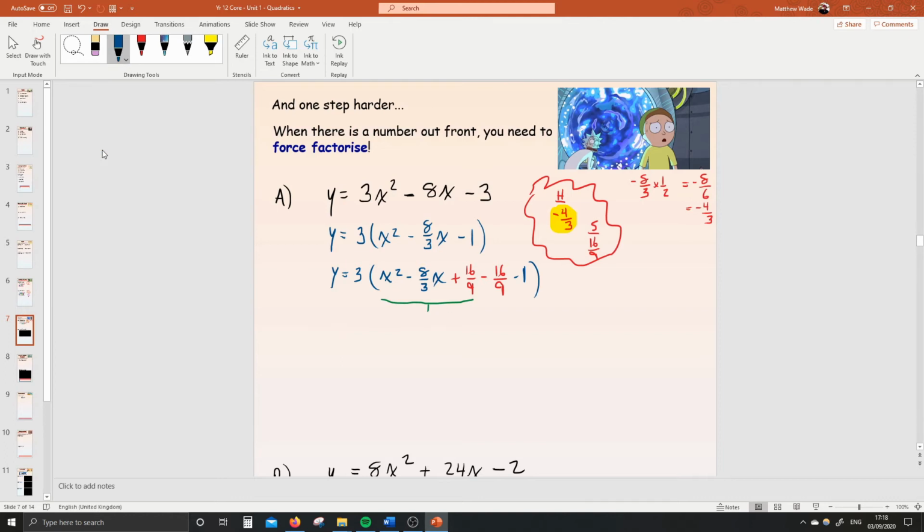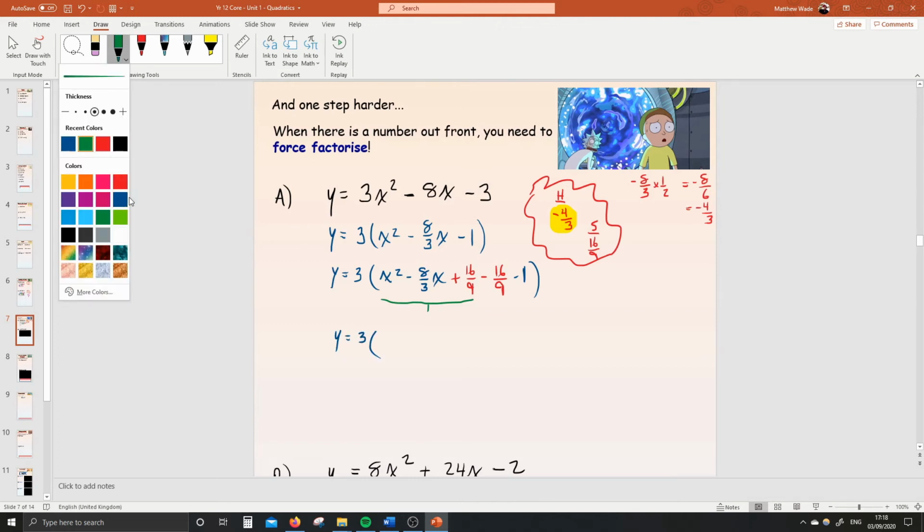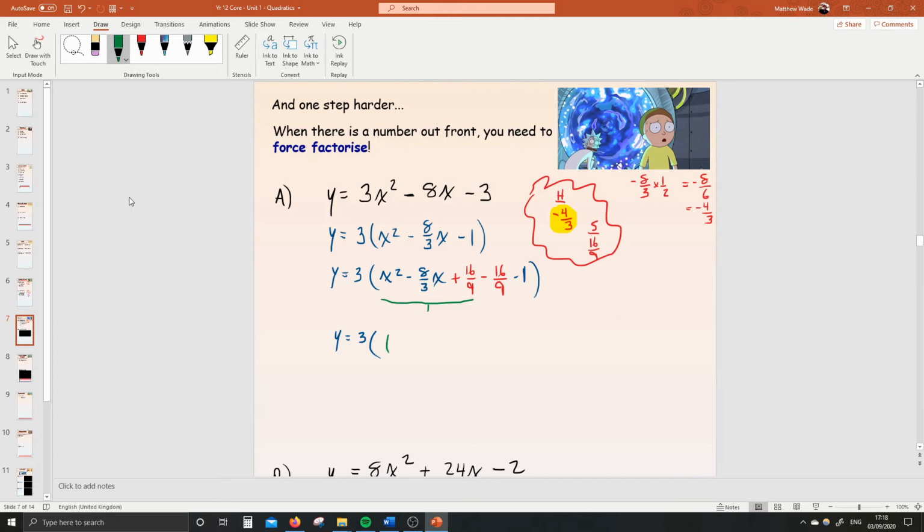Y equals 3, open blue bracket. Now here we go, open green bracket. What you're going to find here is, I'm telling you, it's going to be x minus 4/3. Cool, all squared. Now that is just copied from up here. So you can see the 2 yellow highlighters. This is just that. Okay, let's confirm it.